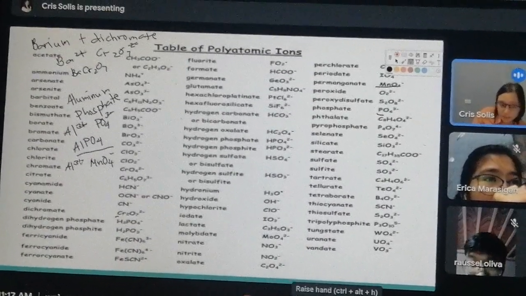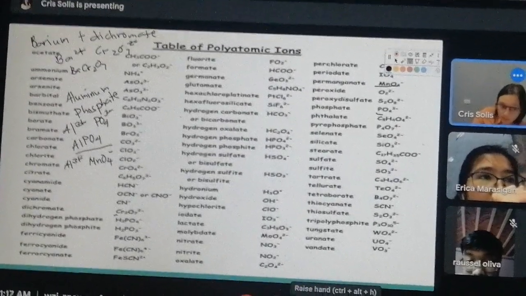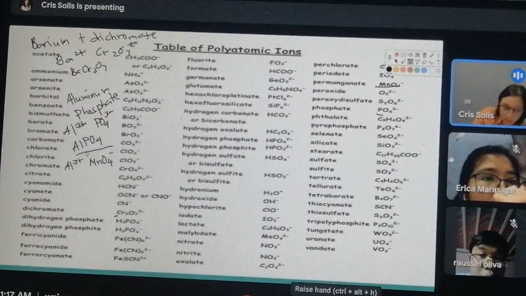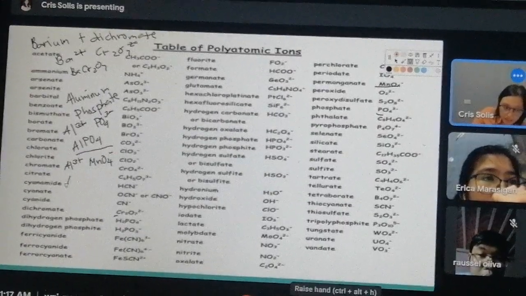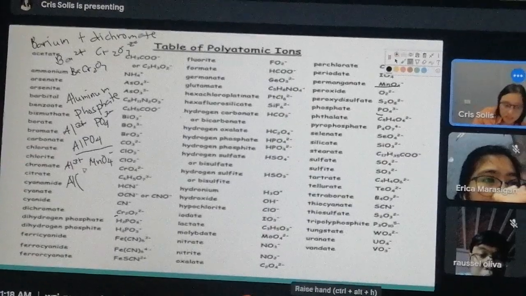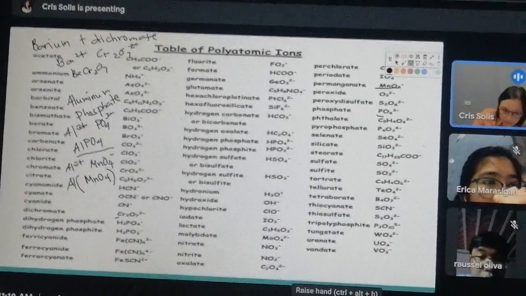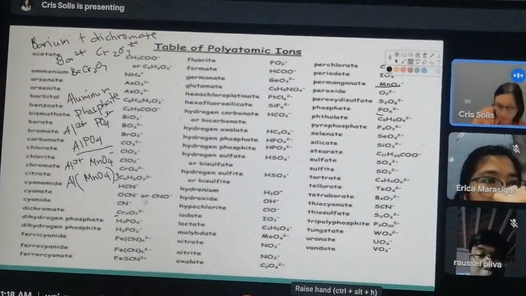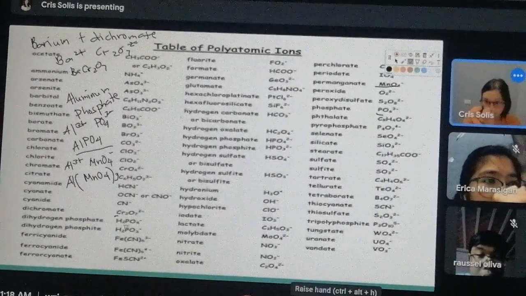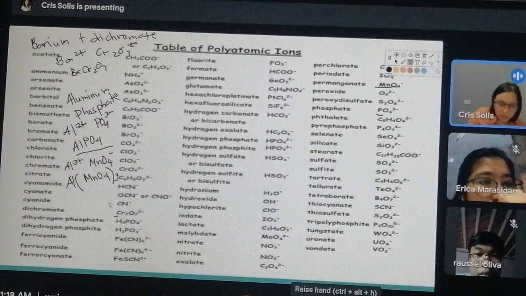Naalala niyo yung discussion natin last time? Diba? Change, i-cross na lang yung charges. Kaya, magiging Al, parenthesis, MnO4, parenthesis, and then yung charge na 3. Nasa labas ang 3.